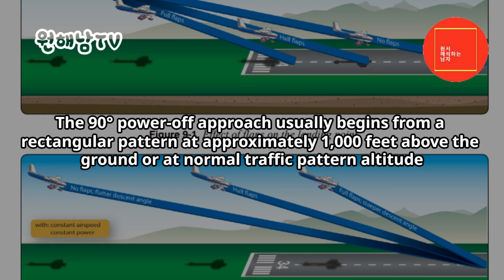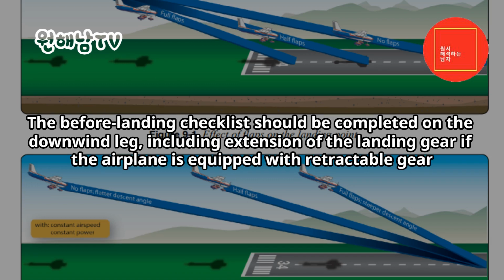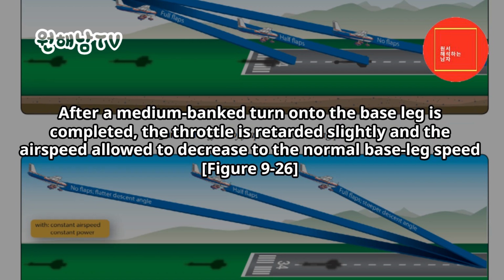The 90 degrees power-off approach usually begins from a rectangular pattern at approximately 1,000 feet above the ground or at normal traffic pattern altitude. The airplane is flown on a downwind leg at the same distance from the landing surface as in a normal traffic pattern. The before landing checklist should be completed on the downwind leg, including extension of the landing gear if the airplane is equipped with retractable gear. After a medium banked turn onto the base leg is completed, the throttle is retarded slightly and the airspeed allowed to decrease to the normal base leg speed.